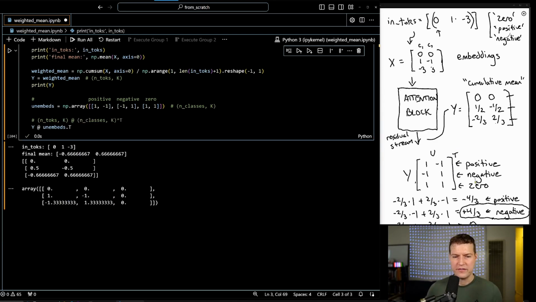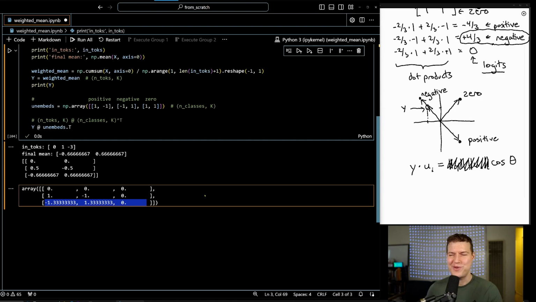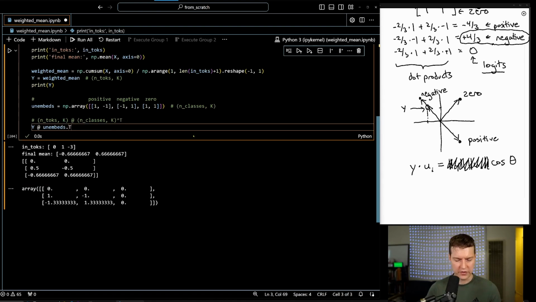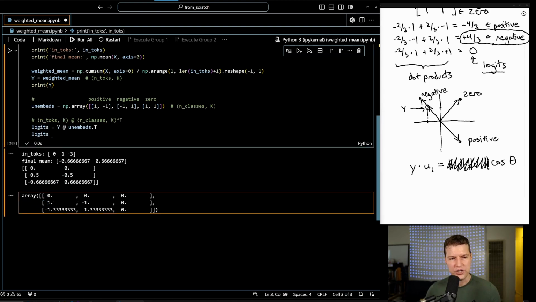Now, is that what we got over here? In fact, it is. For the final row, I only computed those. So we got -4/3 for the positive class. We got +4/3 for the negative class. And we got a 0 logit for the final class. And so now we have to take, so these are our logits. And so now we just have to find which one of these numbers is largest.